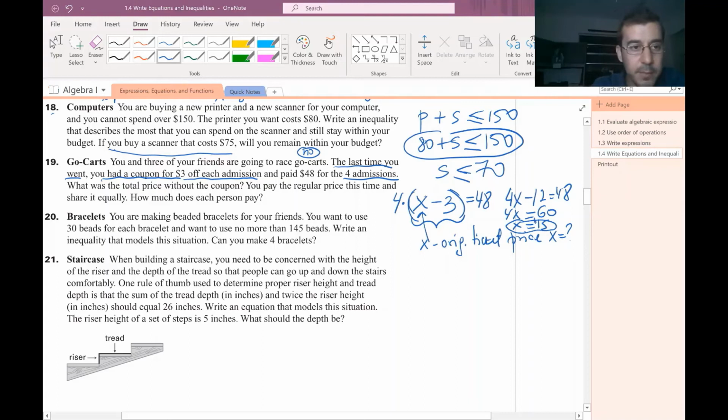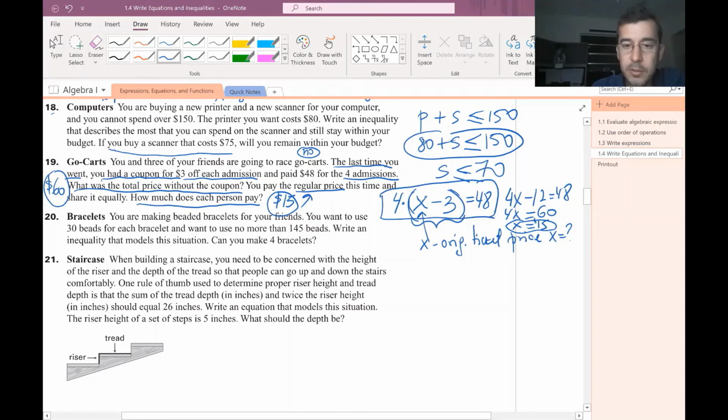So how much does each person pay? $15, because they pay the regular price. And then what was the total price without the coupon? The regular price is 15. There were 4 people, so 4 times 15 is $60. So the total price is $60 without the coupon, and each person pays $15 regular price. Okay, and that's the equation here, and then you just solve for x.